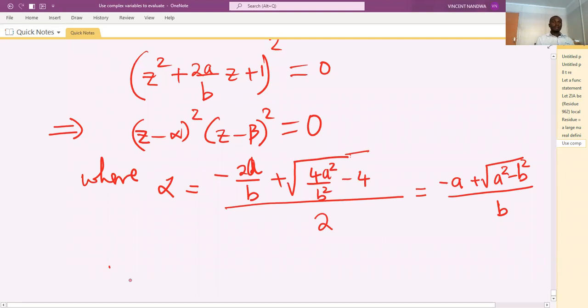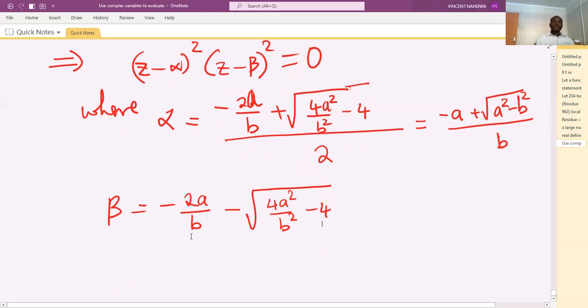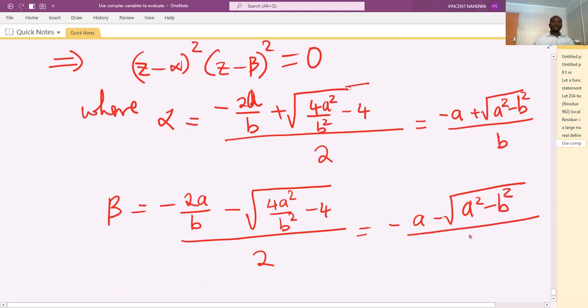And then beta will be given by minus 2a over b minus square root of 4a squared over b squared minus 4. So we divide this one by 2. So this will be negative a minus square root of a squared minus b squared, and we divide this one by b.